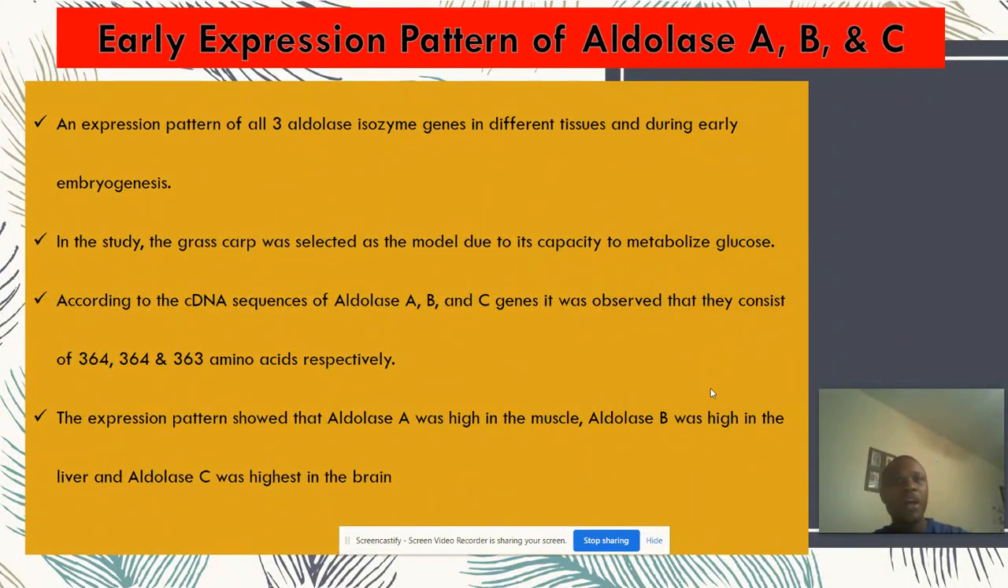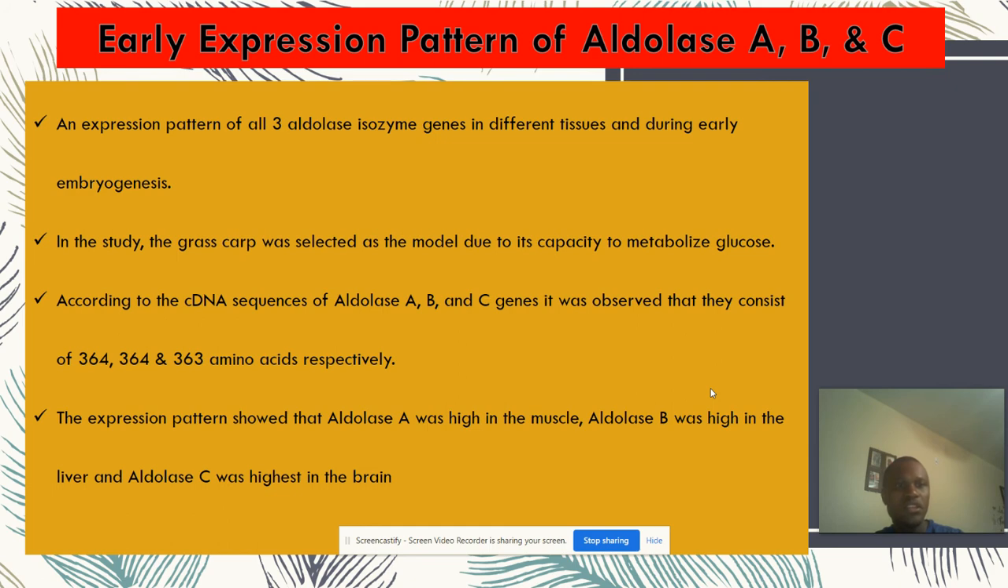So, the early expression patterns of A, B, and C. This study was looking at the early expression of aldolase A, B, and C in the early development of the embryo, and so the expression pattern of all three aldolase isoenzyme genes in different tissues and during early embryogenesis. In the study, the grass carp was selected as a model due to its capacity to metabolize glucose.